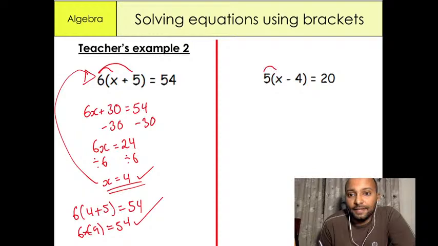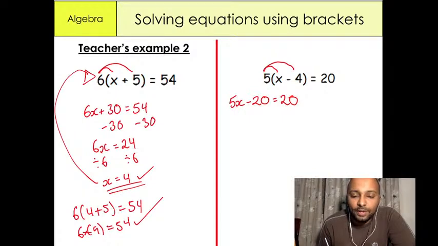So 5 times x, which gives us 5x, and then 5 times negative 4, which is minus 20, equals 20. Now here we have minus 20. I want to make minus 20 into 0. So what we need to do, we need to add 20. So minus 20 plus 20 cancels out, which gives us 0.